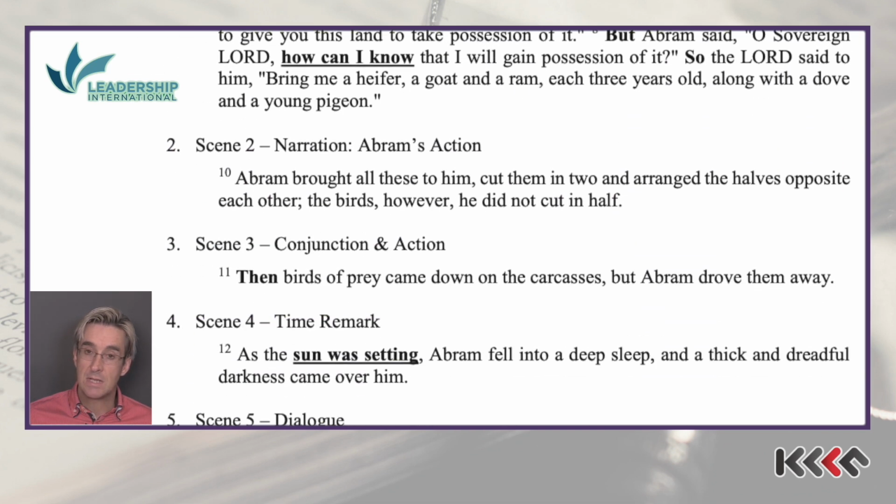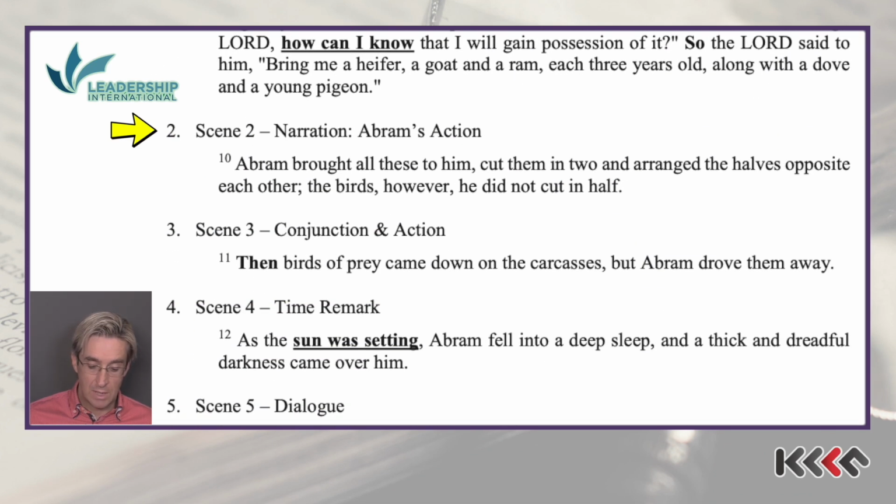So now we see the second action. Abram responded. Abram brought all these, cut them in two, and arranged the halves opposite each other. The birds, however, he did not cut in half. Scene 3. Then birds of prey came down, but Abram drove them away. The fourth scene, time remark. As the sun was setting, Abram fell asleep, and thick and dreadful darkness came over him. Very prophetic words.